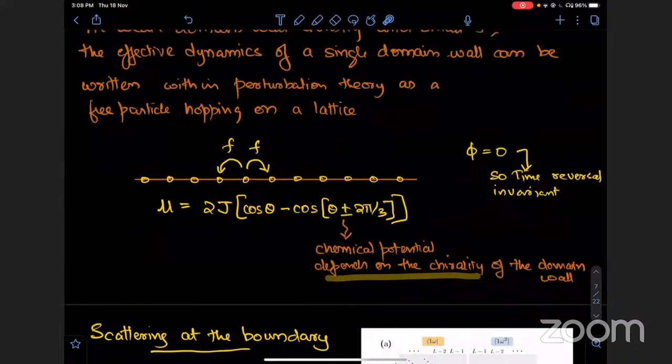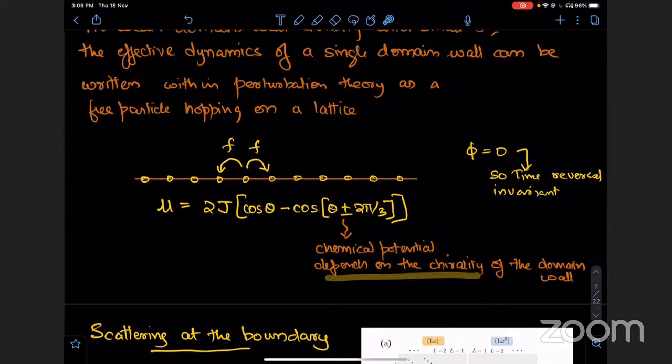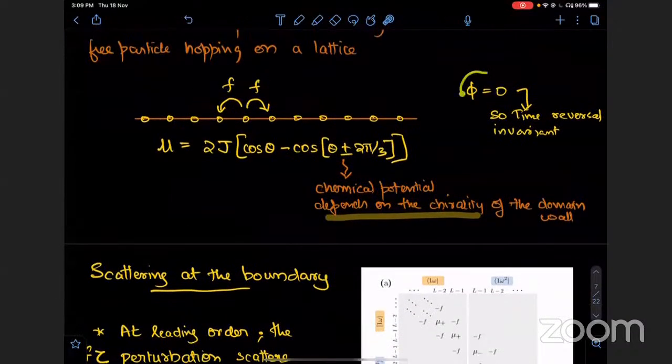The key point is that the domain wall energy depends on theta, and more importantly, the energy of the domain wall is different for opposite chirality domain walls. So the 1 omega domain wall has a different energy than the omega 1 domain wall. Okay, all these are in the case of phi equal to 0. If phi is not equal to 0, the system breaks time reversal symmetry. So we will restrict to this case.